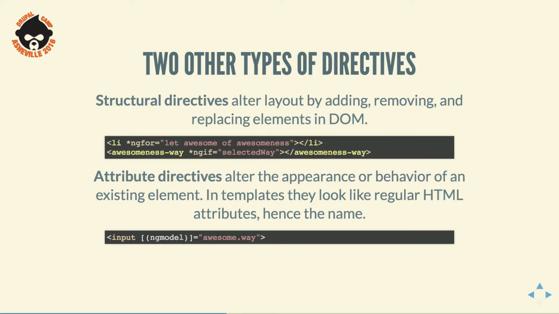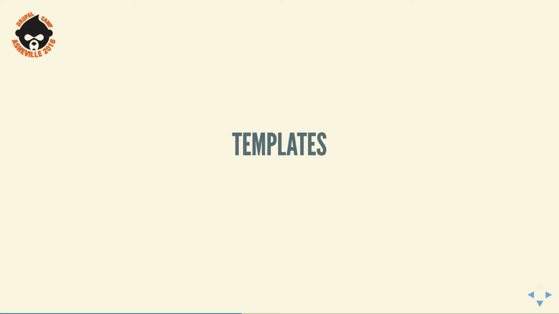Then we have templates. The template is what we use to display a component's view. In the previous slides, there was a template URL in the metadata that we defined. That template URL would point to this file. And this is the way we control the view of that component. Templates are made up of HTML and Angular syntax.